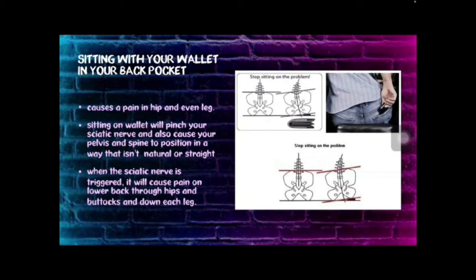When the sciatic nerve is triggered, this will cause pain in the lower back, through the hips and buttocks, and down each leg. As you can see in the diagram, it shows the position when we are sitting on our wallet. Thirdly, what is the effect of carrying a heavy bag?